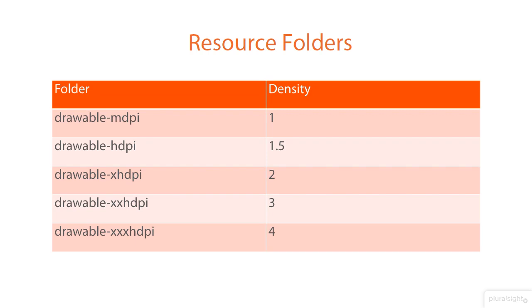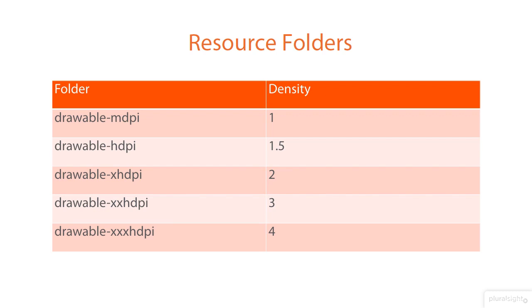In Android, you can package different images into your app for different screen densities. This is done by resource folders. The resource folders all have the prefix drawable. After that, you can see things like MDPI, HDPI, etc. MDPI is the medium density, which corresponds to your normal density of 1. HDPI corresponds to density 1.5. As you can see from this table, the high-resolution devices are actually quite dense.